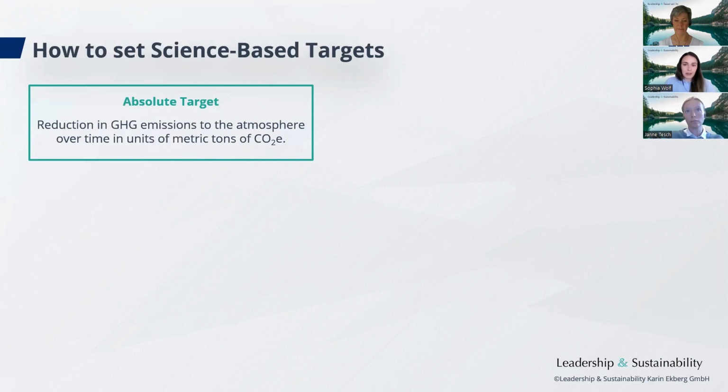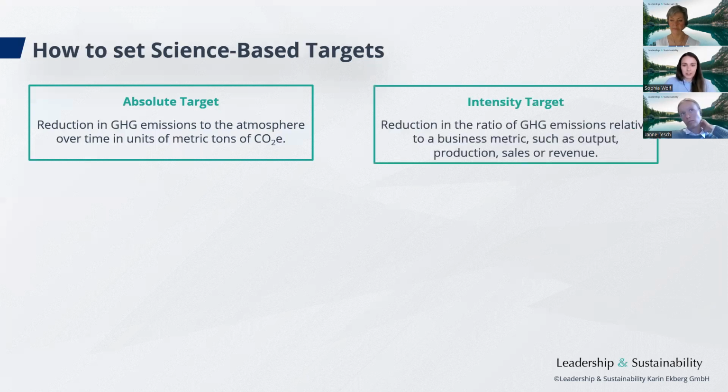Then secondly, we have the option to set intensity targets. An intensity target focuses on reducing the ratio of greenhouse gas emissions relative to a specific business metric, such as the output or the revenue, sales or production. Instead of aiming to reduce absolute emissions, like in the case of the absolute target, an intensity target looks at how efficiently emissions are produced concerning a particular business activity or output.